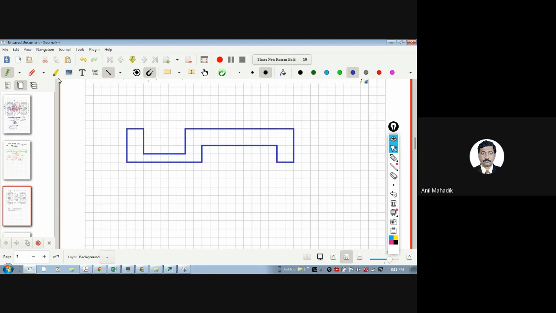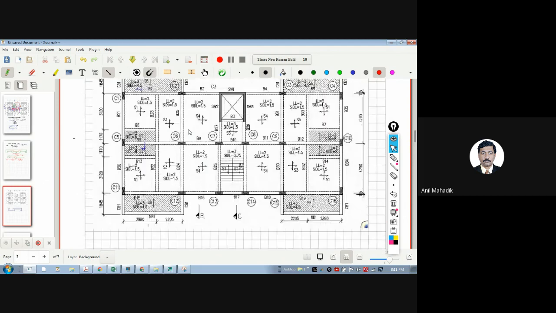So as there is a sunken portion, can you consider this as a continuous slab? This part? No? No, sir. So that's why there is a discontinuous. So this part is discontinuous. This part is discontinuous. Then this is also discontinuous.